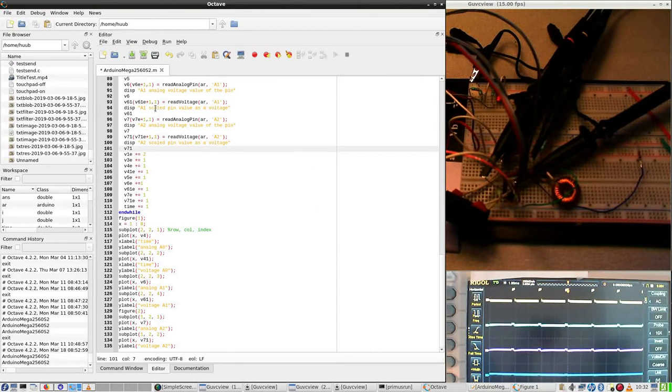On the other hand, if you read this, read analog pin is an analog voltage value of the pin, and this is a scaled pin value or has a voltage. So this is not really a voltage. Then this is a voltage and this isn't, although this is called voltage. And this I took from the documentation of the Arduino package for Octave. So, a little bit strange.